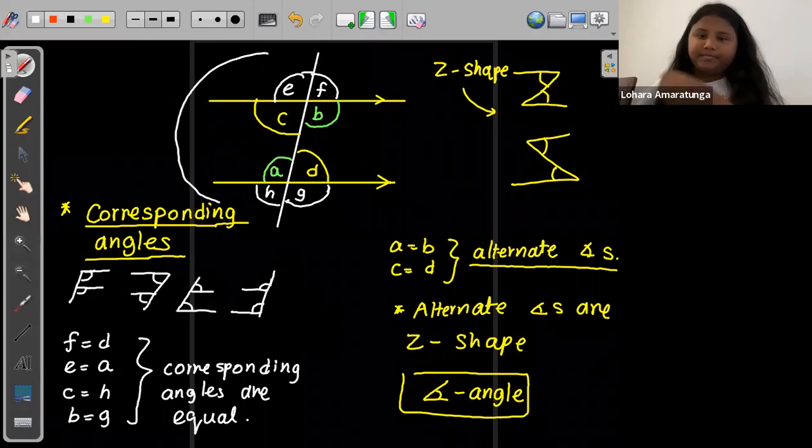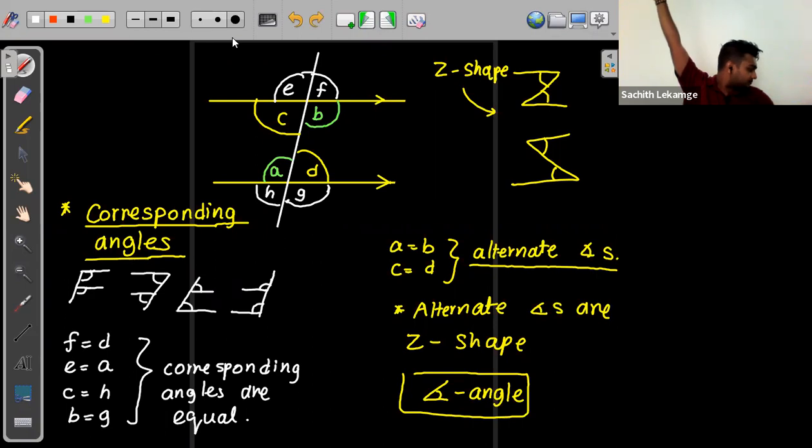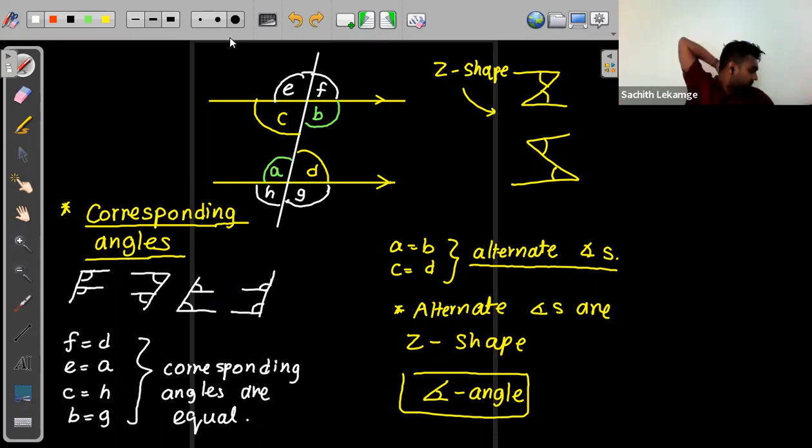The most important thing is this one. Without this, your note will not be useful at all. Quickly draw it. Before everything, draw the diagram. See, produce it, extend the line, then draw another one. Mark four angles over here. A, D, H, and G.